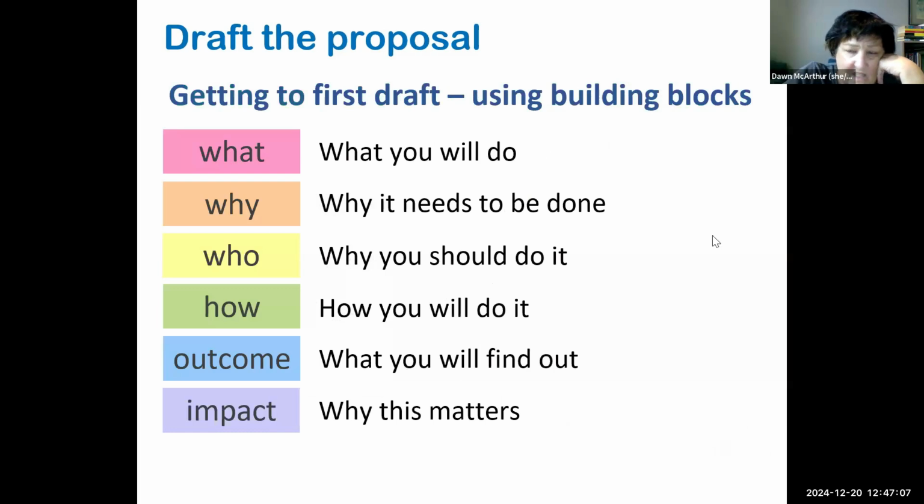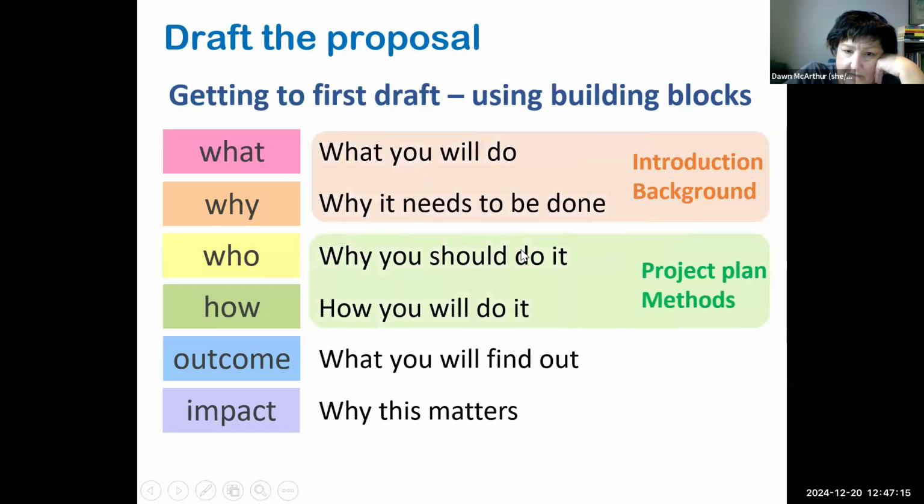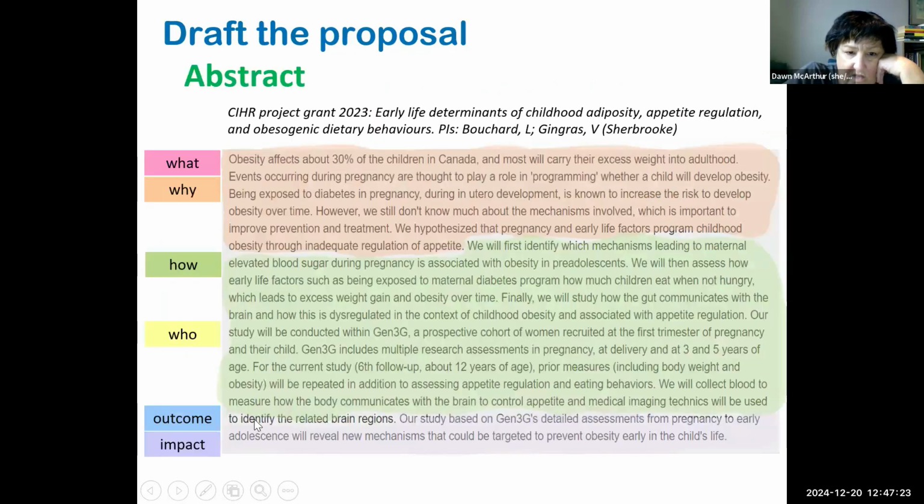But it's just that it should be a mess, okay? Don't try to write to final draft. The building blocks also fit the sections of your grant in a traditional grant. This is the front section, the middle section, and the back section. Here's an abstract that carries those same things with them. Notice this is a CIHR one, and almost everything is how.